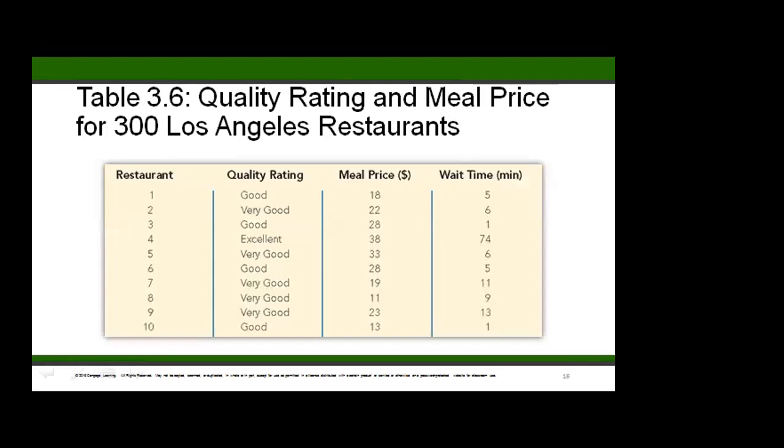Data on the quality rating, meal price, and the usual wait time for a table during peak hours were collected for a sample of 300 Los Angeles area restaurants. Table 3.6 shows the data for the first 10 restaurants. Quality ratings are categorical data; meal prices are quantitative data.